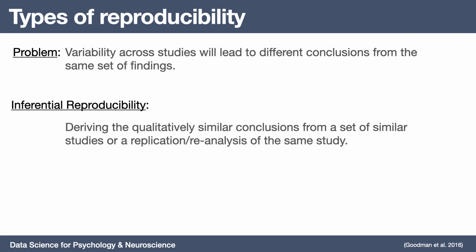This is known as an inferential reproducibility problem, deriving qualitatively different results or qualitatively different conclusions from a set of similar studies or a replication and reanalysis of the same study.